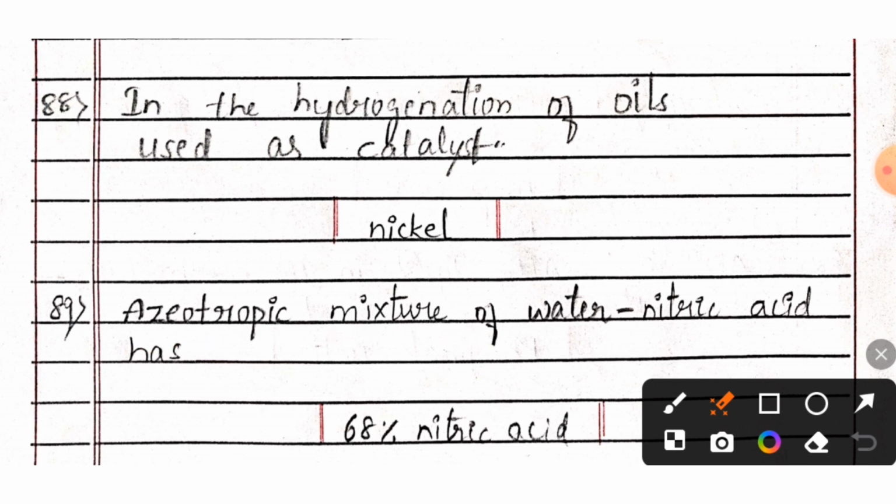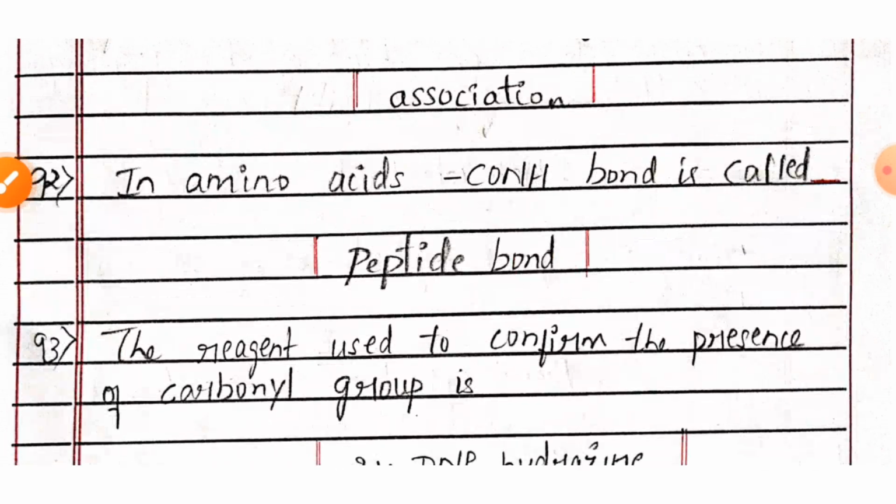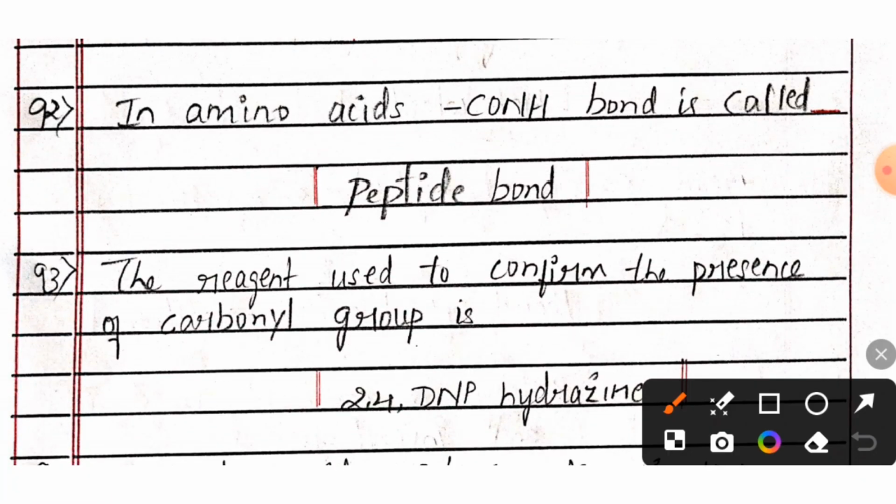Azeotropic mixture of water and nitric acid has 68% nitric acid. The catalyst used in manufacture of polythene is Ziegler-Natta catalyst. Van't Hoff factor for a solute is less than 1 indicates that the solute undergoes association in solution. In amino acids, CONH bond is called peptide bond.